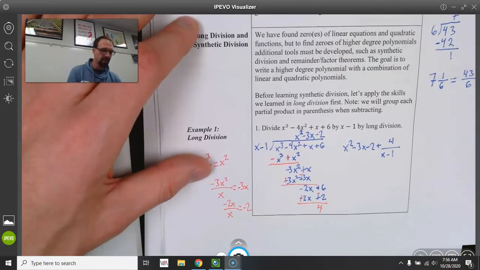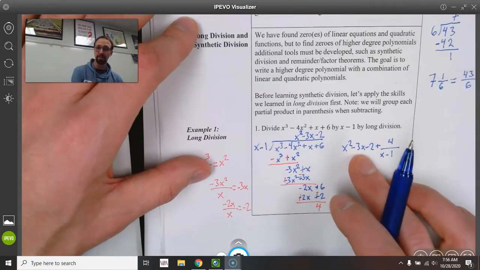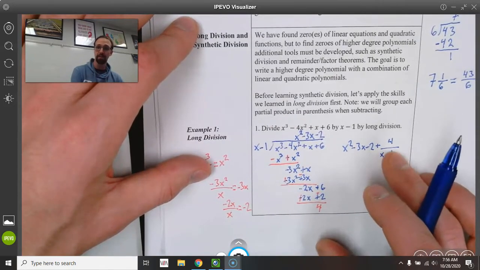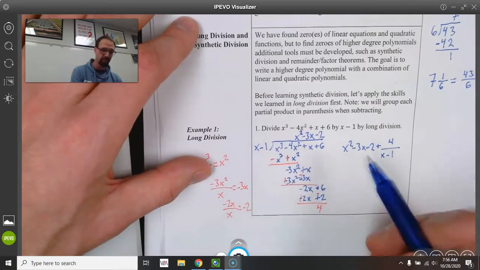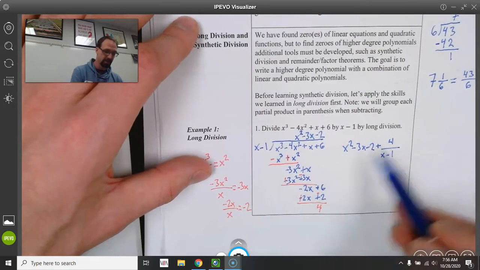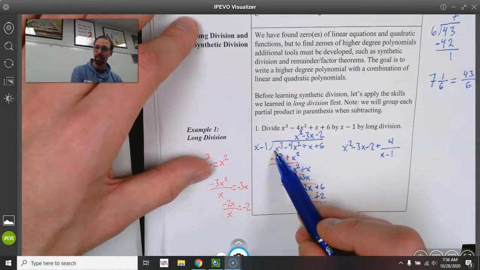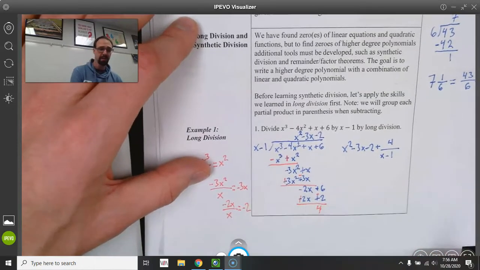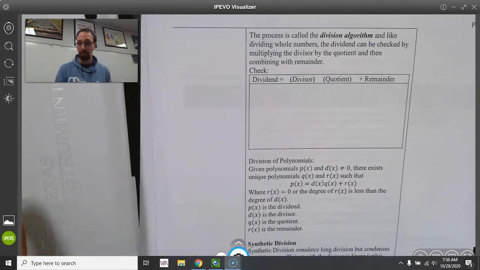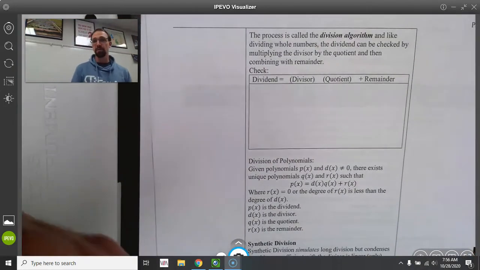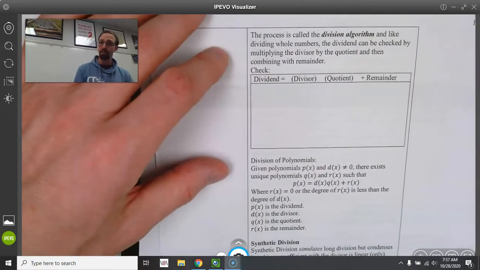So let's talk about visually what this represents. If I multiplied x squared minus 3x minus 2 plus 4 over x minus 1 by x minus 1, I end up back with x cubed minus 4x squared plus x plus 6. This process is called the division algorithm. You learned this division algorithm when you were younger. This is another way to apply it using algebra.